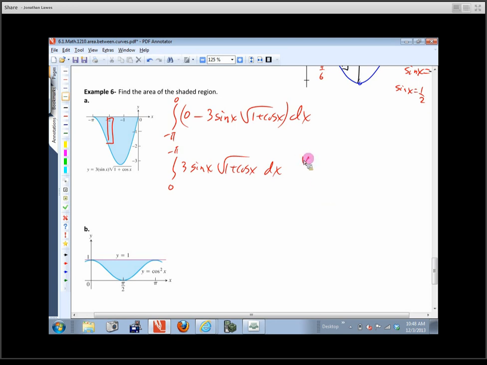Very good. What would u be? 1 plus cosine x, and du would be negative sine x dx. I don't need the negative, and I do need a 3, so I'm going to multiply this by negative 3: negative 3 du equals 3 sine x dx. And then you can finish it off, right? Okay.